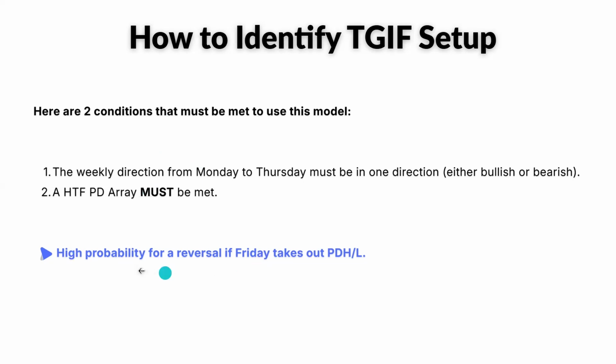Here's a point to note: there is a high probability for reversal if Friday takes the previous daily high or low. So if it's a bullish week, we want to see Friday take Thursday's high, that's the previous daily high. And if it's a bearish week, we want to see Friday take what? The previous daily low, which is Thursday's low.